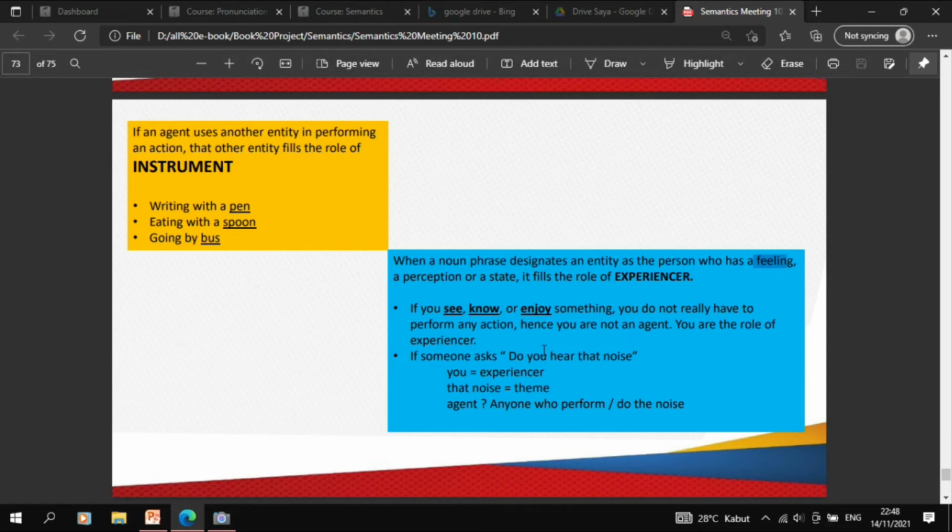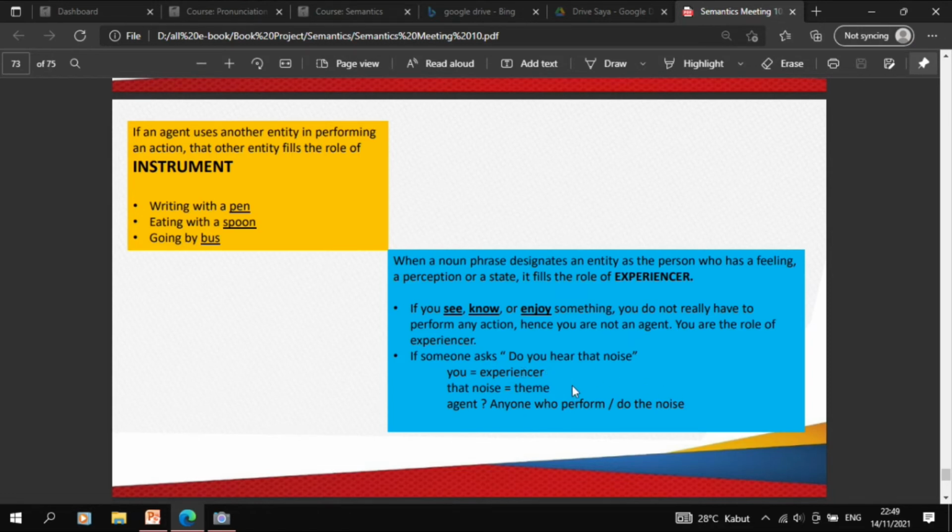Walaupun dia di sini subjeknya, tapi dia bukan tugasnya sebagai agent. Karena bukan dia, karena timnya apa di sini? Noise kan? Timnya adalah noise. Sedangkan yang membuat noise itu, yang memperformkan noise itu, yang melakukan suara itu kan bukan kamu, tapi bisa apalah sesuatu di sana. Agentnya itu kan bisa siapapun yang melakukan suaranya, entah suara binatang, entah suara orang, entah suara apalah gitu. So that's the agent.